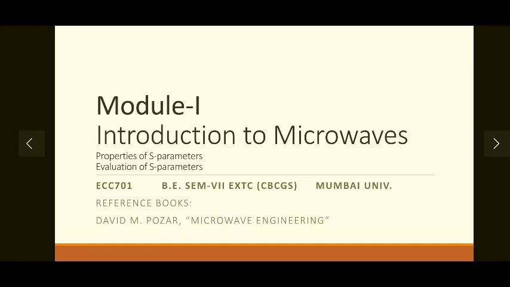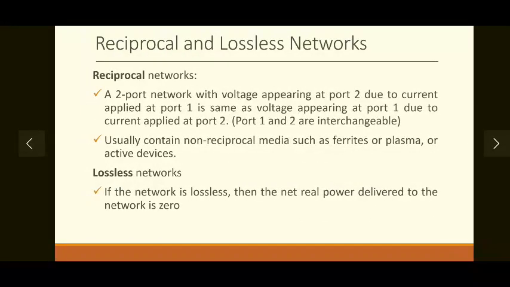Welcome everyone to this new session of microwave engineering, which is a continuation of the first module, Introduction to Microwaves. In the last session, we got introduced to scattering parameters. Now in this session, we will see how scattering parameters exhibit certain nature for certain networks. And then finally, we will calculate S parameters for a simple two-port network. So before going to discuss the properties, let's recall the two types of two-port networks, that is reciprocal and lossless.